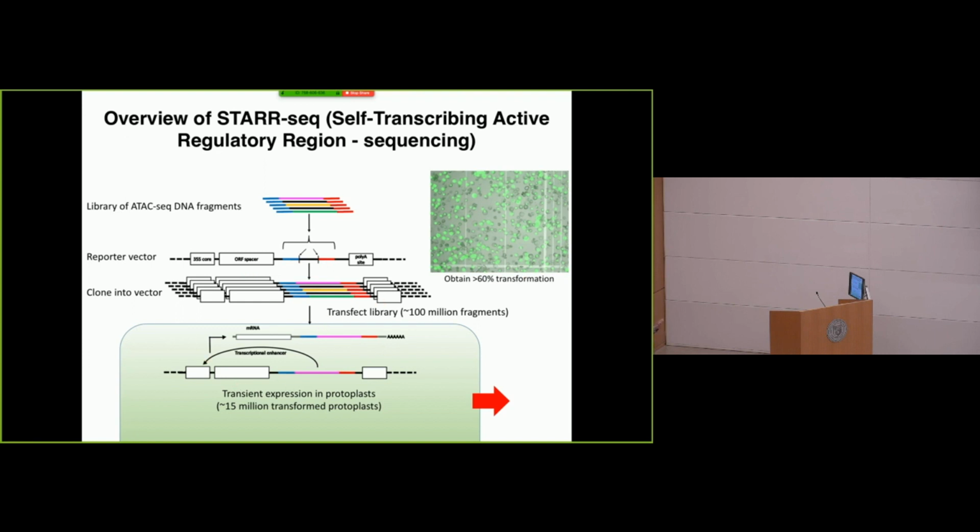And so at the end, what you do is you sequence RNA and DNA, and you compare how much RNA you recover versus how much input DNA you started with. And that's a measure of activity.